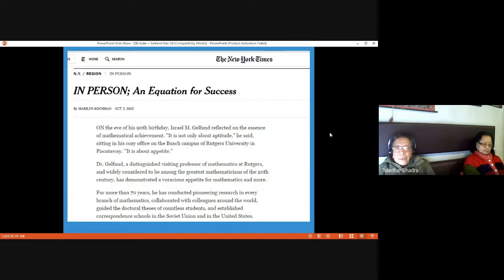And in the New York Times, there was an article about Gelfand in person, an equation for success. On the eve of his 90th birthday, Gelfand reflected on the essence of mathematical achievement. This is not only about aptitude, he said, sitting in his cozy office on the Busch campus of Rutgers University, where he spent his last days of life. It is about appetite. It is not only about aptitude, it is about appetite.